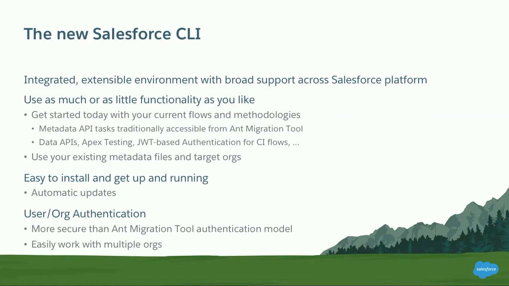So you could get started today using something as simple as the metadata API commands, and that's what we're going to talk about. You can also then start to extend and use this same CLI for other APIs within our system, other processes that you may already be using. You can use these Salesforce data APIs. You can use Apex testing for continuous integration environments and flows. We've got an improved authentication model that we'll show a little bit about as well. And so you can take advantage of those things as you're ready and as you want to expand across the flows that you're running today.